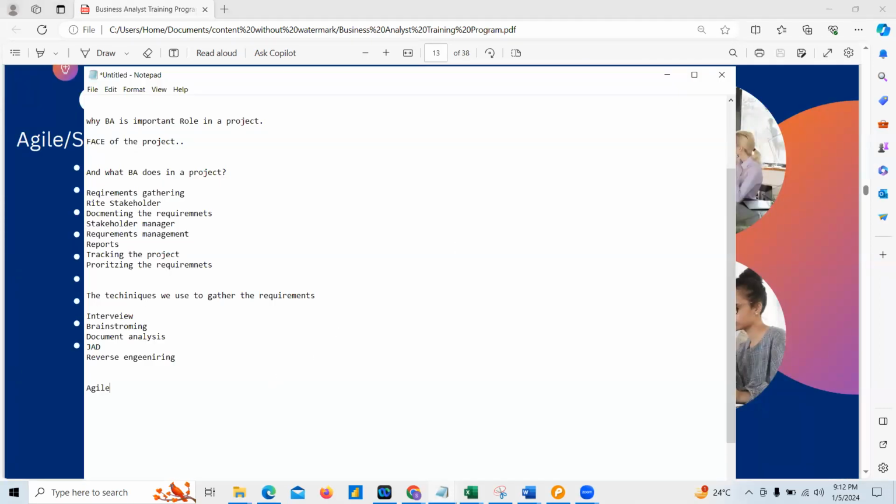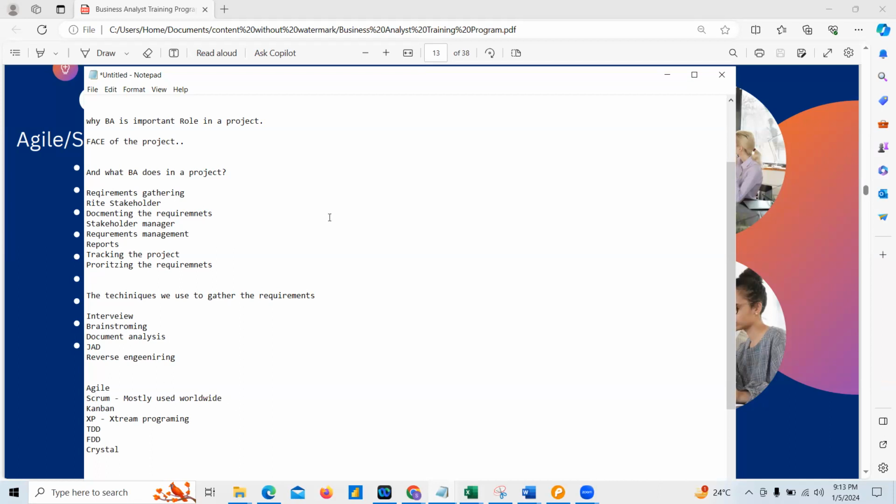Agile itself is a methodology. Under agile, what do we have? Does anyone know? We have different frameworks under agile: Scrum, Kanban, XP, which is extreme programming, then TDD, test driven development, feature driven development, and Crystal. There are a few other frameworks under agile, but Scrum is the one mostly used worldwide, because it is easy to understand and easy to implement.